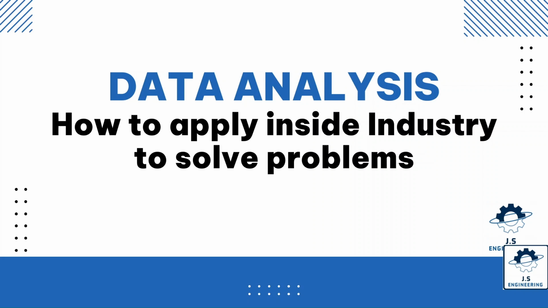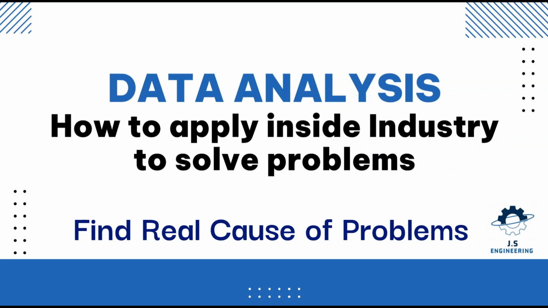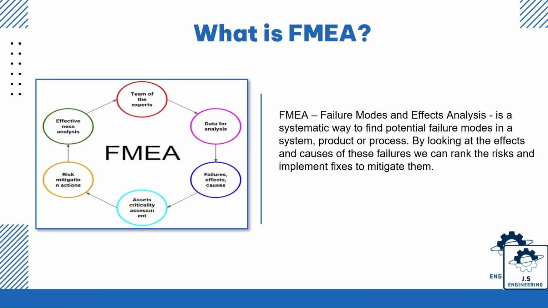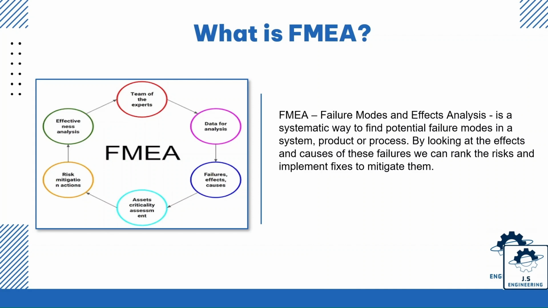First, I'll explain what FMEA is and how it works. Then I will talk about RCA and how we can use it to find the real cause of problems. So let's get started. FMEA is a step-by-step method used to find potential problems in systems, products, or processes. By analyzing the effects and the causes of these problems, we can figure out which ones are more critical and take steps to fix them.